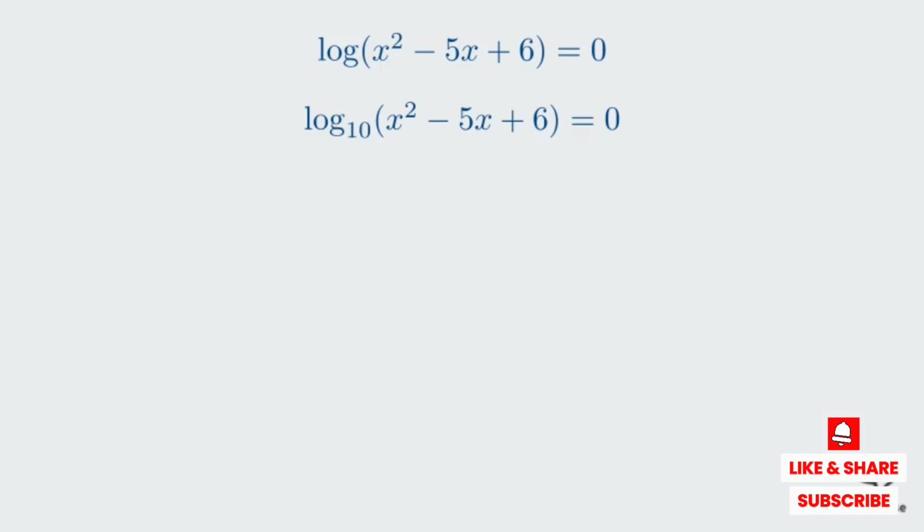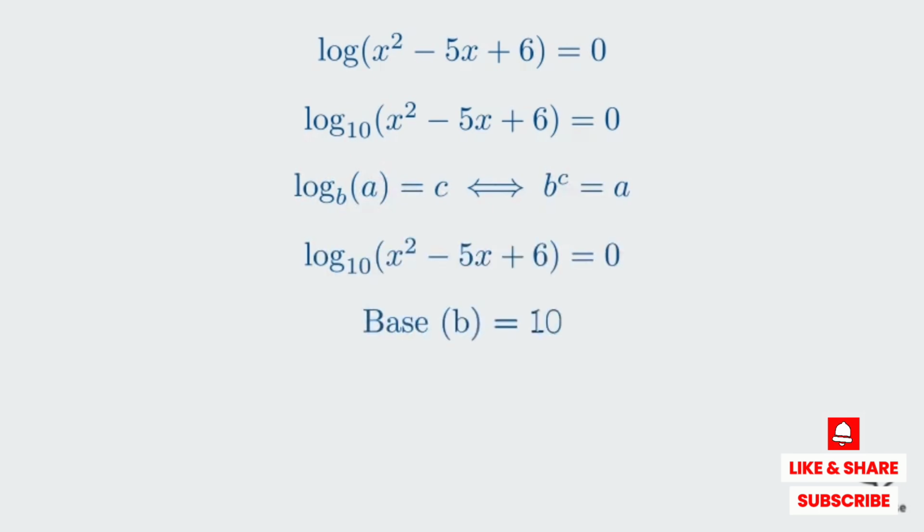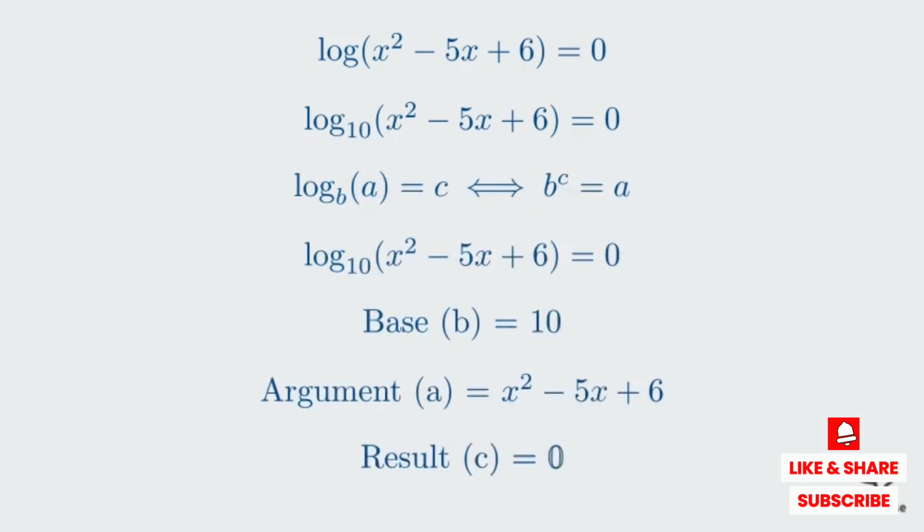The definition states that a logarithmic equation, written as log base b of a equals c, is equivalent to an exponential equation, which is b to the power of c equals a. In our equation, the base b is 10, the argument a is x squared minus 5x plus 6, and the result c is 0. Applying this conversion rule is the first big step.